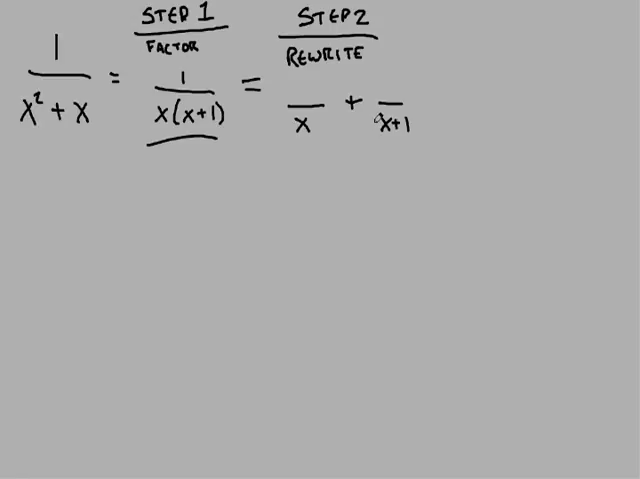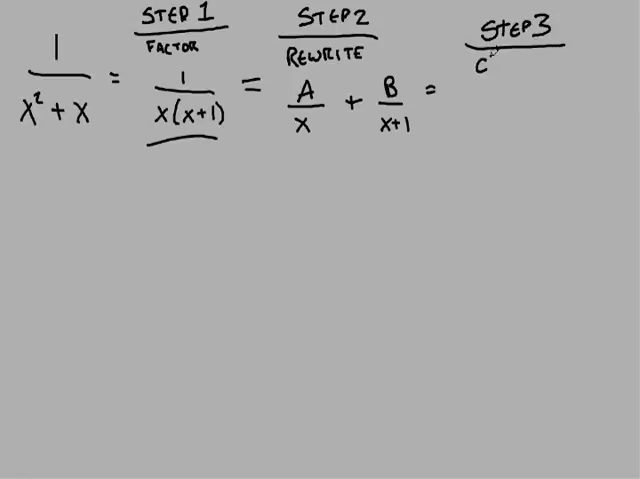Well, this is math, and this is math that knows algebra. So what do we do when we say a number that we don't know? We use a variable. So let's use capital A and capital B. So what we're saying is 1 over x times x plus 1 is equal to some number A divided by x plus some number B divided by x plus 1.